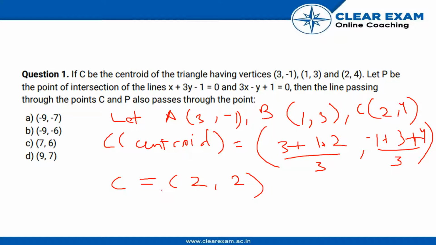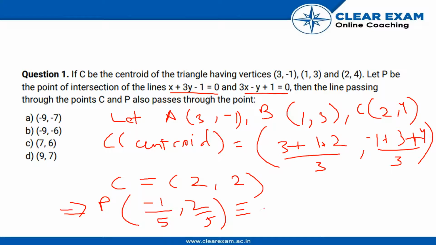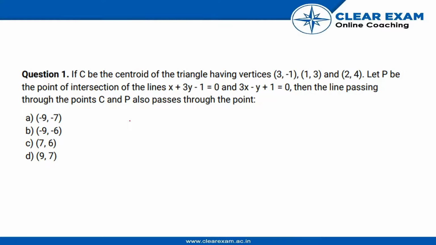So the point of intersection of the lines x + 3y - 1 = 0 and 3x - y + 1 = 0 will be P (-1/5, 2/5), which will be (x1, y1), and C (2, 2) will be (x2, y2).